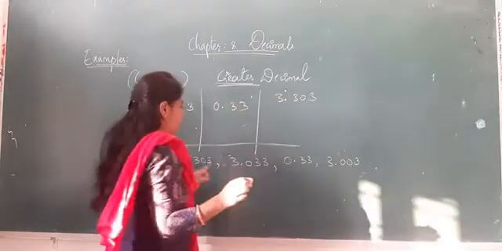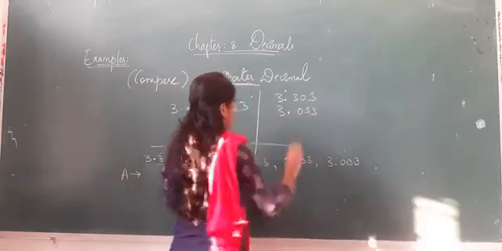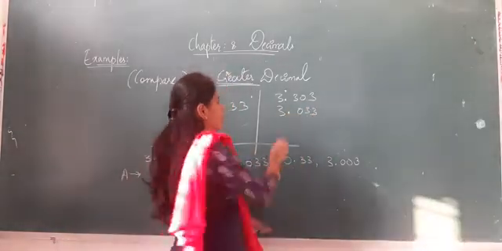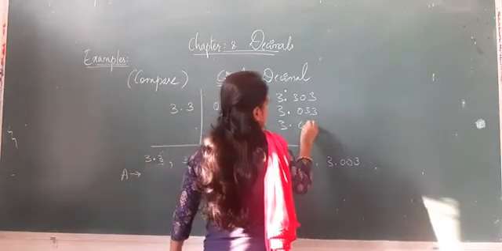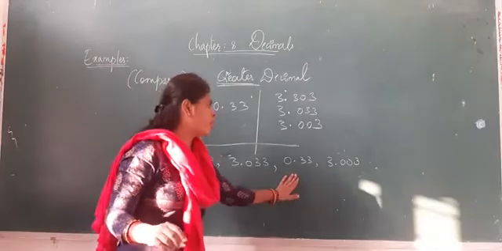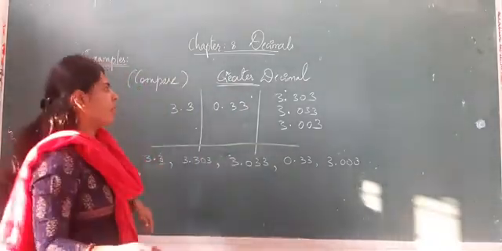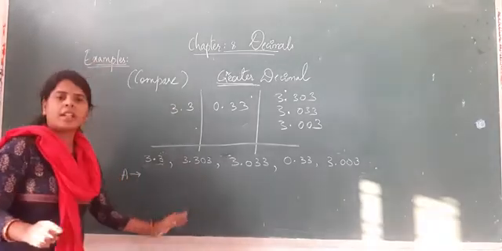So next we have 3.303. And next here one more is 3.033. And next we have here one more, 3.003. So how many do we have? 1, 2, 3, 4, 5. So 5 examples we got. Now you will see that. Now they are already in ascending order.